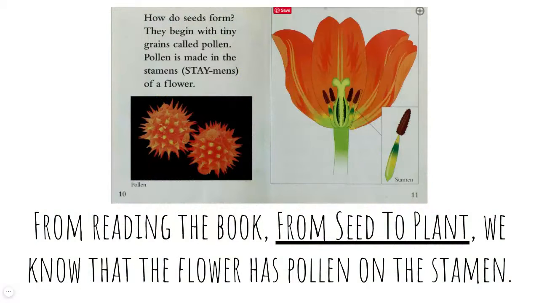From reading the book From Seed to Plant, we know that the flower has pollen on the stamen. Here's the page from the book. It says, how do seeds form? They begin with tiny grains called pollen. Pollen is made in the stamens of a flower. So here are the stamens and the pollen.